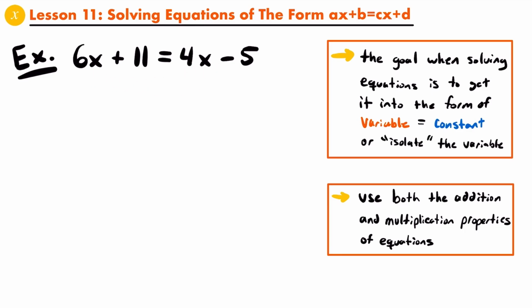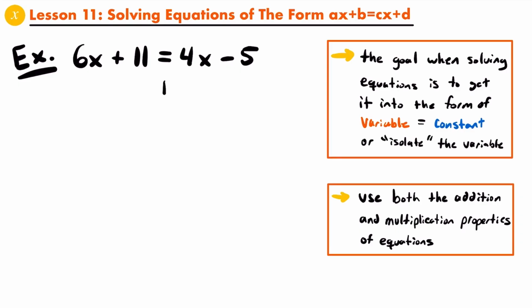Our two variable terms, 6x and 4x, are like terms, right? They have the same variable part of x. So if we were to add or subtract one of those terms from both sides of the equation, we would be able to combine those terms. Let me show you what I mean.